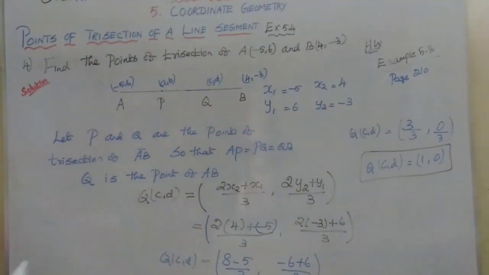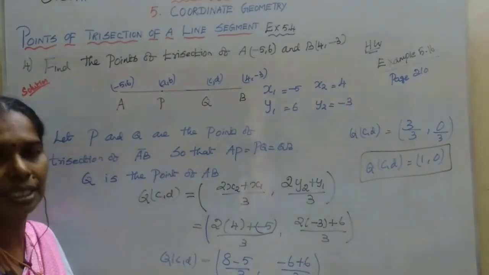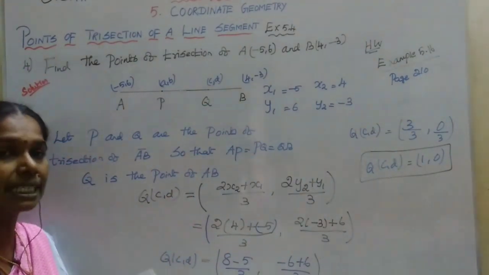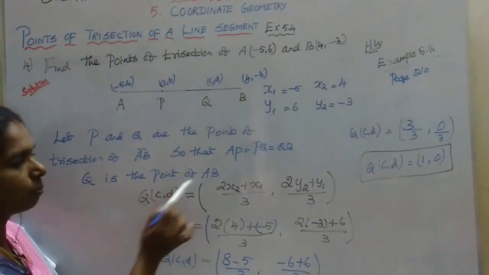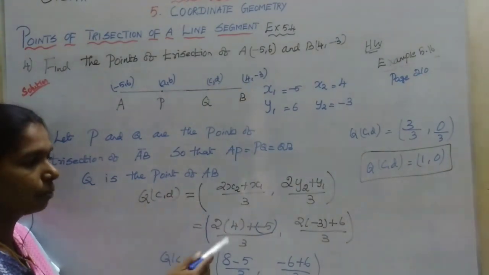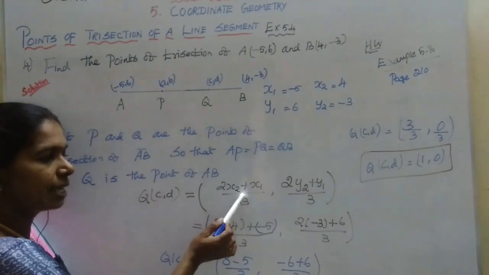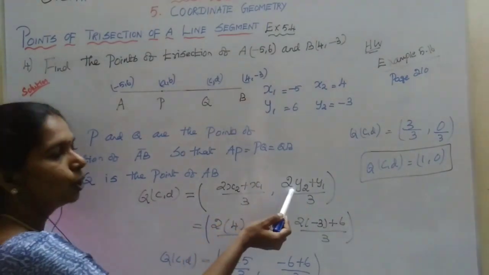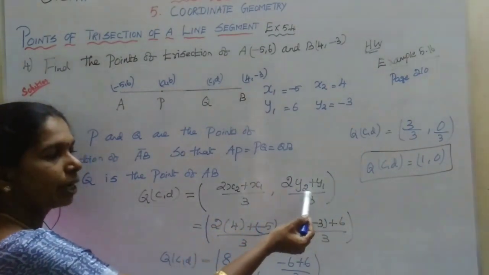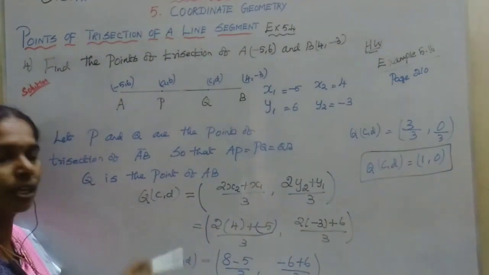Now Q is the point of A comma B. We finished P, the point of A comma B. Now Q is the point of A comma B. Here I have worked it out. What is the answer? Q of C comma D will be (2x2 + x1)/3 comma (2y2 + y1)/3. Could you remember the formula?